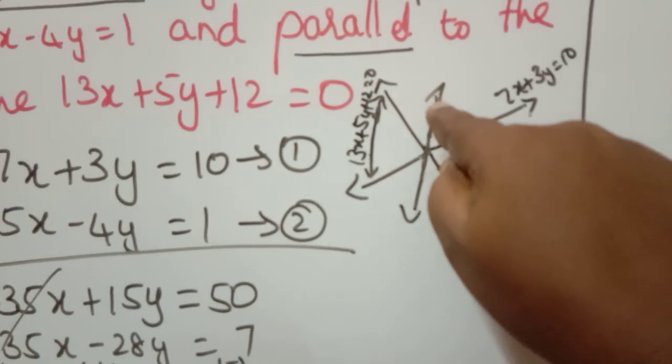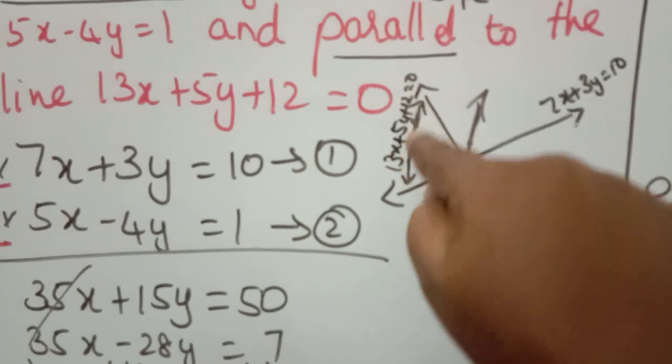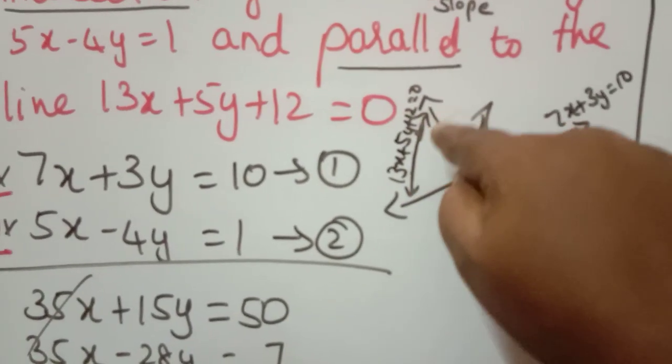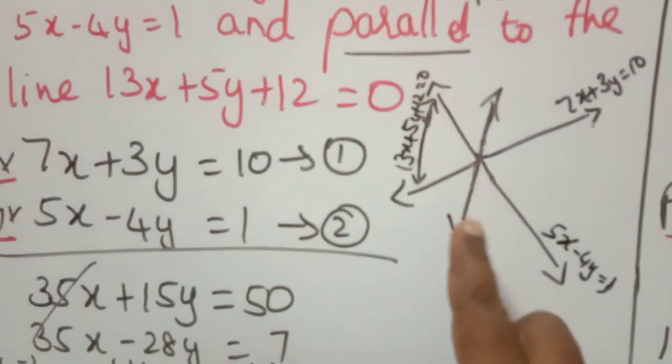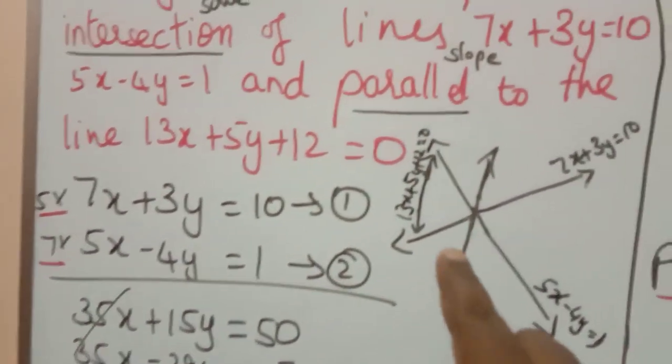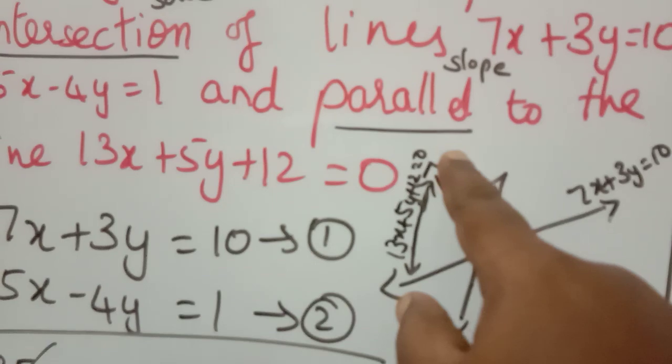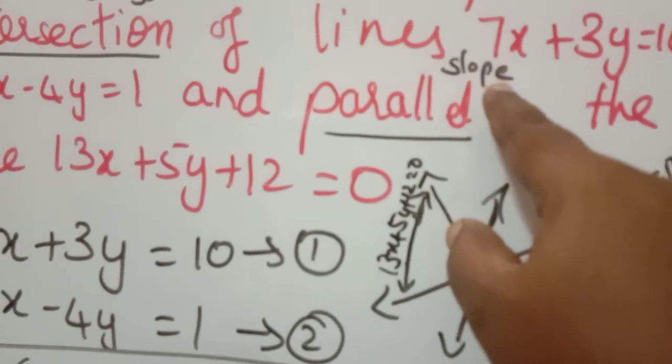Second clue: the required straight line is parallel to this line, 13x plus 5y plus 12 equal to 0. Here one line is there, and this is parallel to this line. So two conditions are given. As we know, parallel is given, so we have to find the slope.